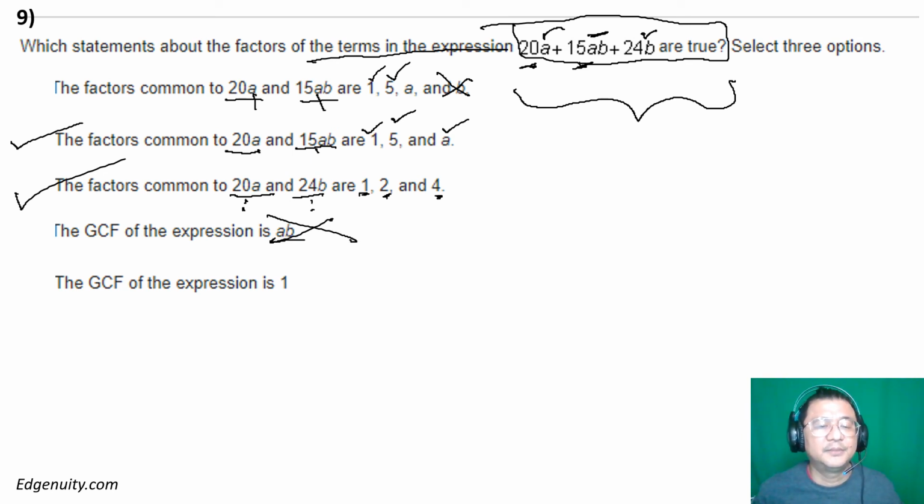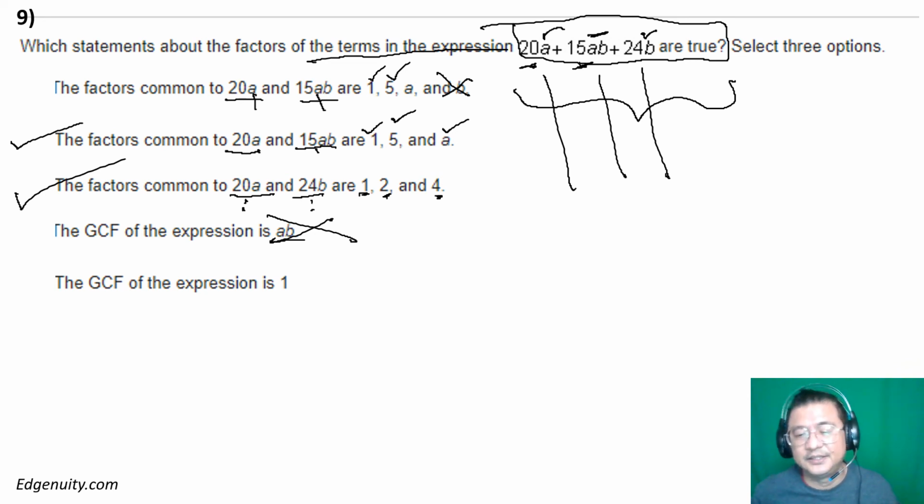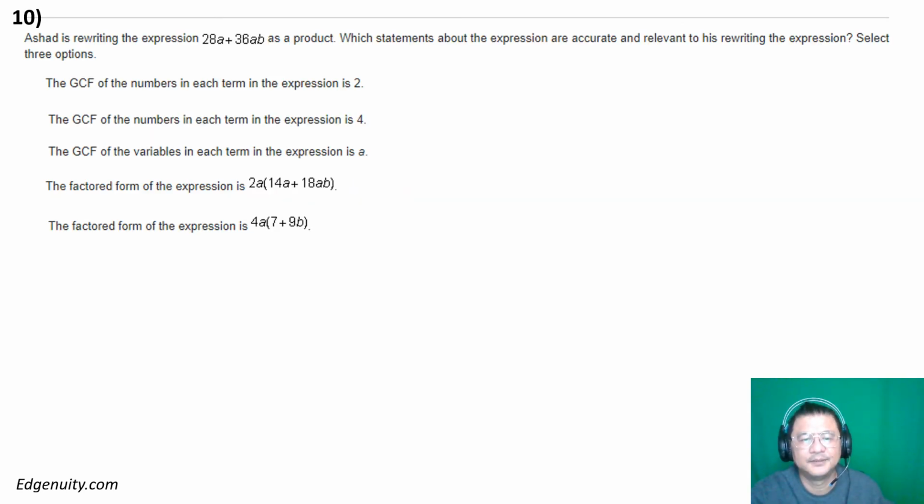And then the greatest common factor of the expression of the whole thing, what can I divide all of them with? Not by 2, not by 3, not by 5, nothing is common. I can divide them by any number except by 1. 1 is a common number. I could divide them by 1. So this is also a correct answer. So there are 3 possible answers. All right, so let's start this new problem.